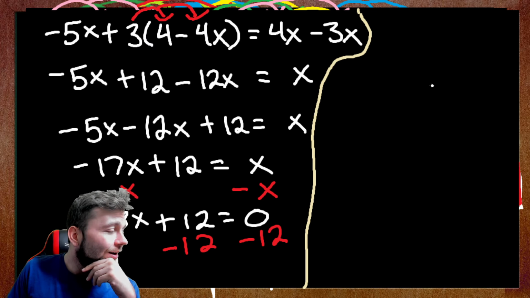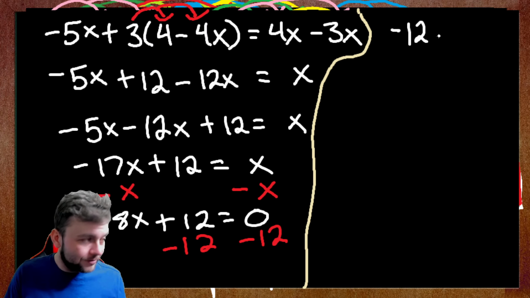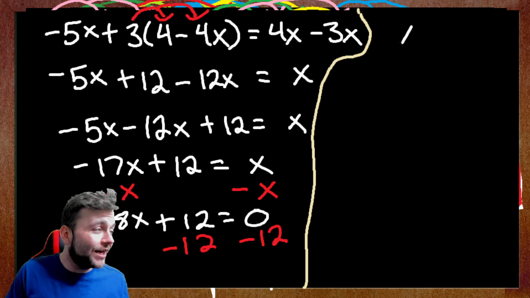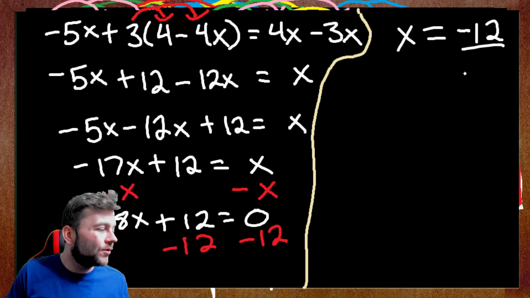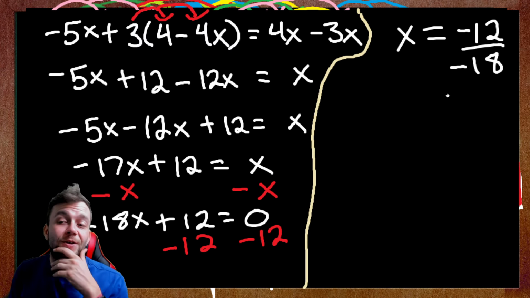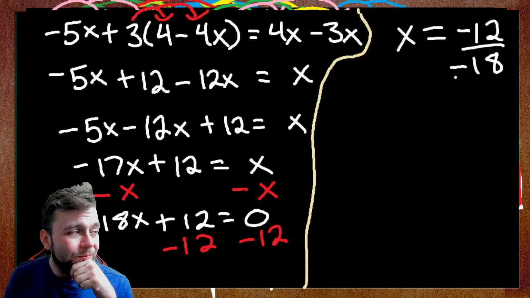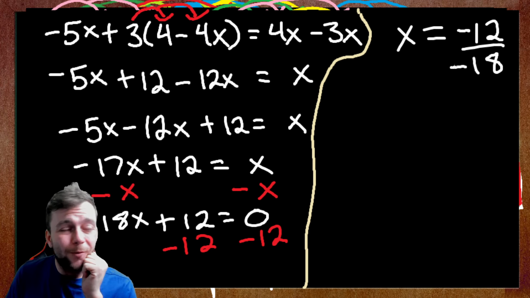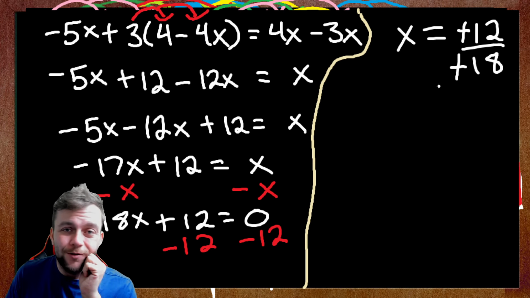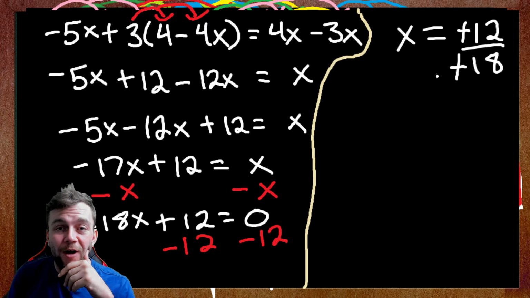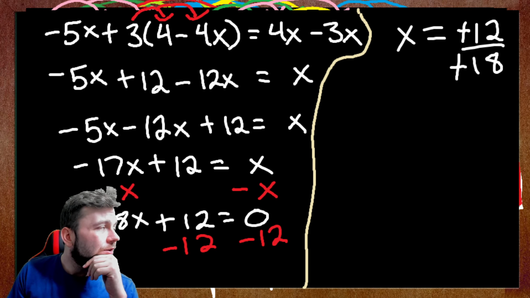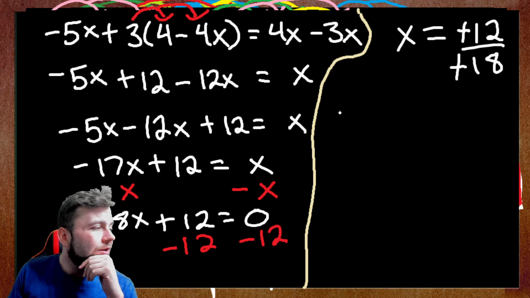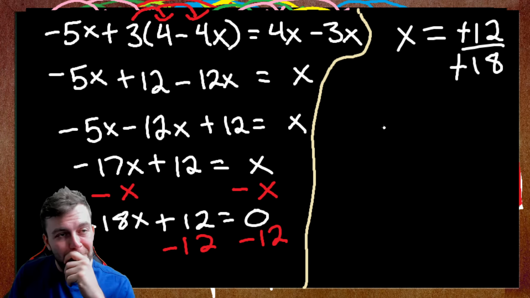We have a negative 12, we have x equals negative 12 over negative 18. That's our fraction that we're ending with. So, what is a negative divided by a negative? That's the first question I want to ask you. They cancel each other out. The two negatives cancel each other out. Okay? Then, we have x equals 12 over 18.